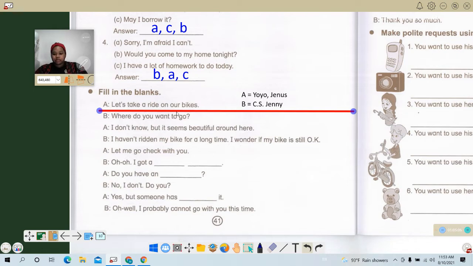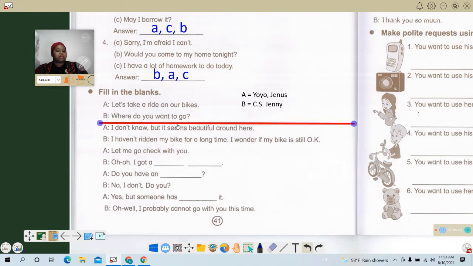Let's take a ride on bikes. Where, not when. Where do you want to go? Where do you want to go? Not went. When do you want to go? Where do you want to go?